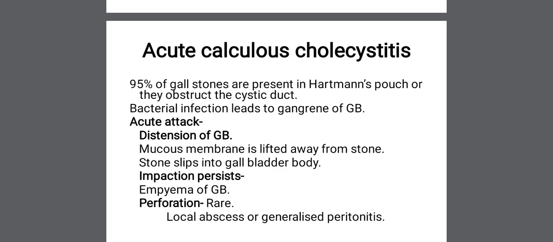So this is the first sequela of an attack of acute cholecystitis, that is distension of the gallbladder. When the distension of the gallbladder reaches a certain degree, the mucous membrane will be lifted from the sides of the stones, and the stones may slip back to the body of the gallbladder, and the content, that is mucoid or mucopurulent content of the gallbladder, will escape through the cystic duct.